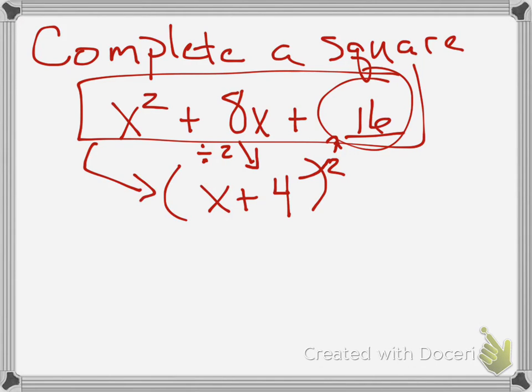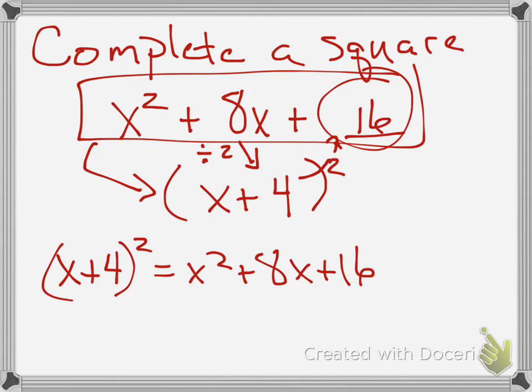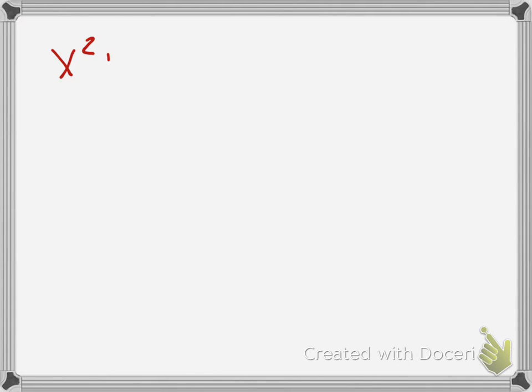By completing the square, getting this number that completes the square, I can now rewrite this as x plus 4 squared. You should have gone through something a long time ago where x plus 4 squared was equal to x squared plus 8x plus 16. So you kind of get the idea of that. Okay, let's look at a couple more examples here.